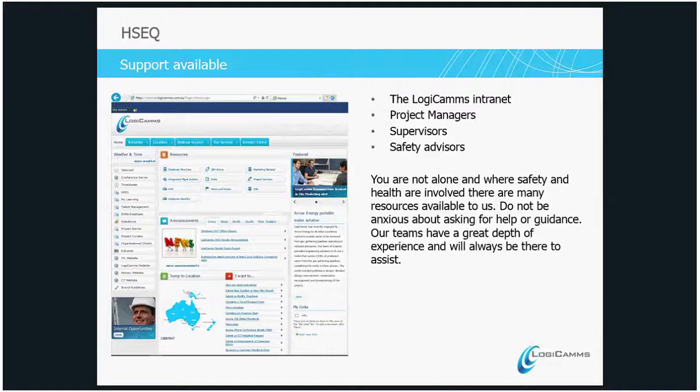You can speak with your project managers, your supervisors, or your local safety advisors. You are not alone, and where safety and health are involved, there are many resources available to us. Do not be anxious about asking for help or guidance. Our teams have a great depth of experience and will always be there to assist you.